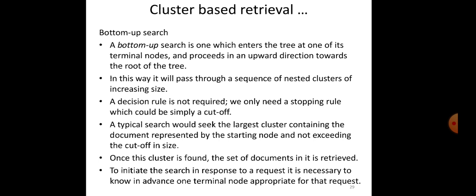In this method, to initiate the search in response to a request, it is necessary to know in advance one terminal node appropriate for that request. We need to first find the terminal node which is appropriate for this request. Then we will be searching in an upward direction to that particular root node.